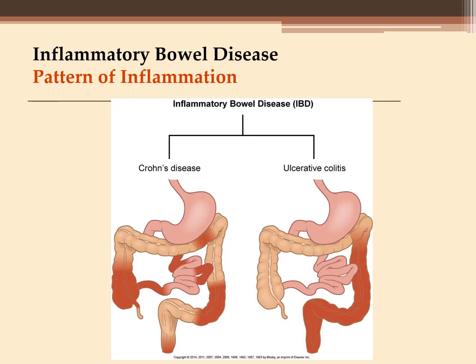So this is a picture of Crohn's versus ulcerative colitis. As you can see, ulcerative colitis is that lower section of the colon. Crohn's disease really can happen anywhere. It can be in multiple places, so you can see those bright red different areas. It involves other areas, including the small intestine, whereas ulcerative colitis only involves the lower intestine.